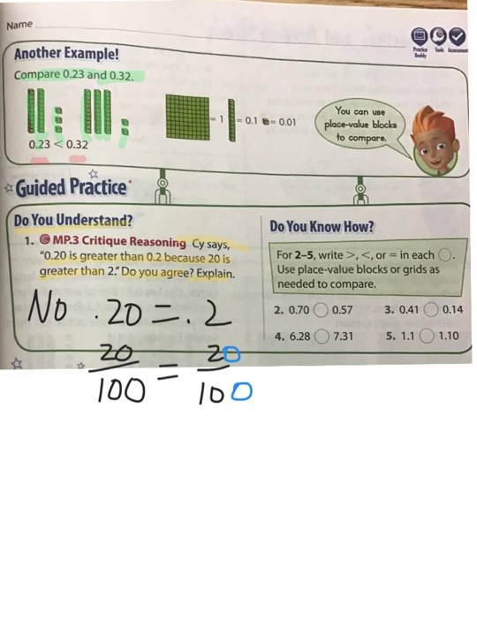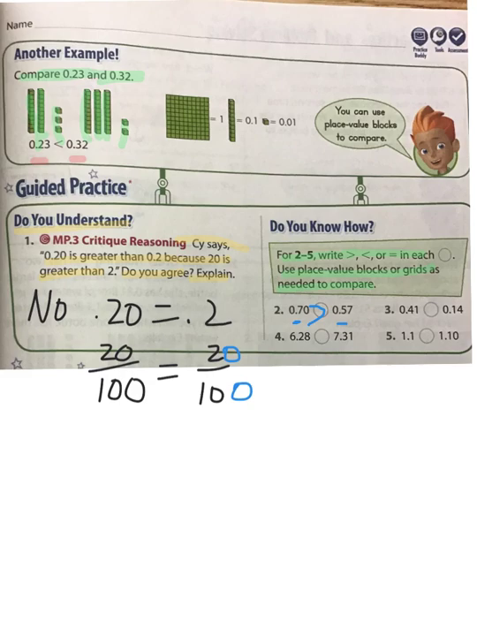All right, for 2 through 5, write greater than, less than, or equal to in each circle. Use place value, blocks, or grids as needed to compare. We're just going to use the method where we start from the left and underline. So we have 7 tenths or 70 hundredths and 57 hundredths. Well, in our tenths place, we have a 7 and a 5. Our 7 is greater than our 5. Therefore, 70 hundredths is greater.